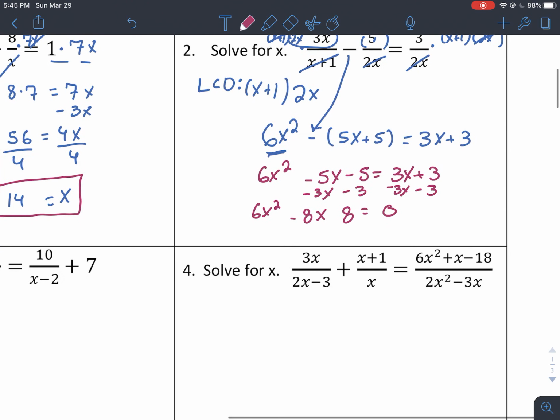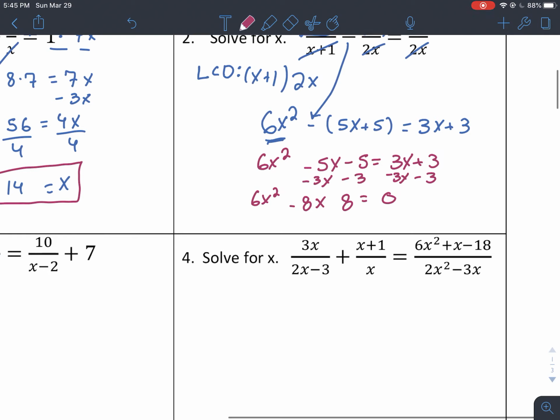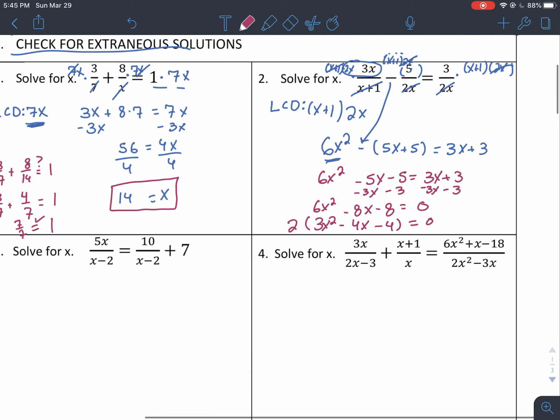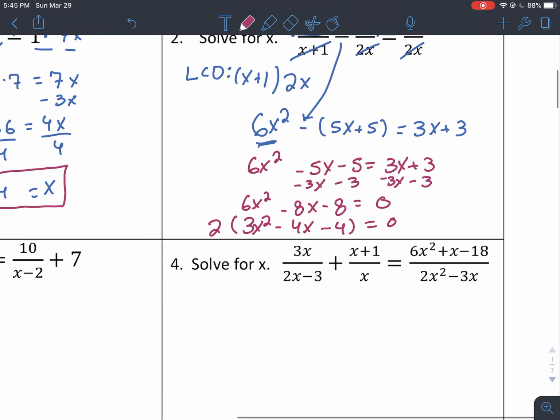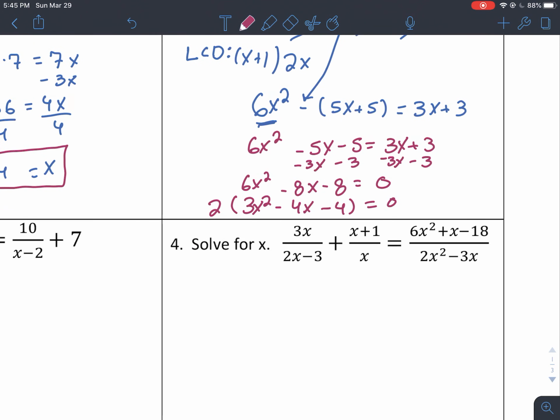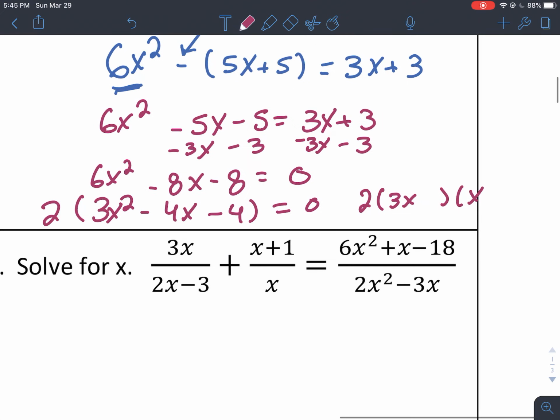Hope this is going to factor out for us. Looks like we could pull a 2 out, so that gives us 3x squared minus 4x minus 4 is equal to 0. Okay, let's see if I can factor this. So it's going to be 3x and x, plus and minus somewhere in there. And 4 is at the end. We need a 4 in the middle.